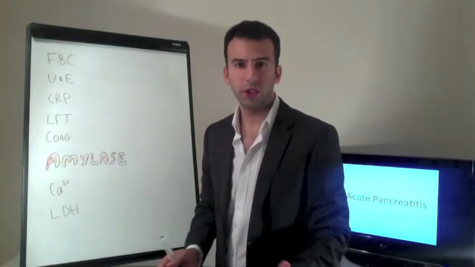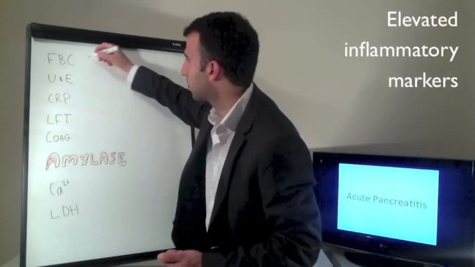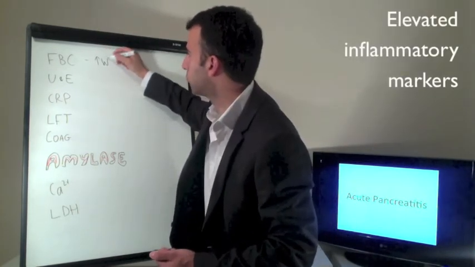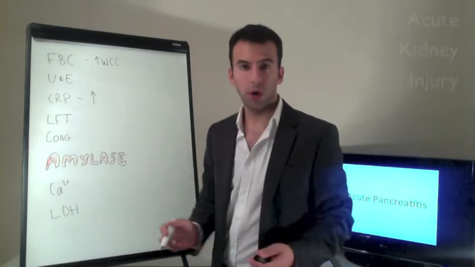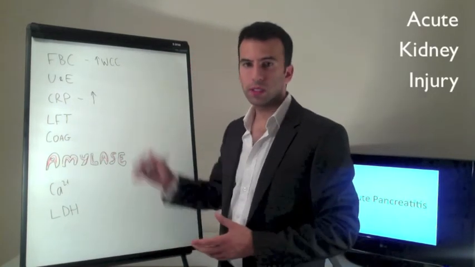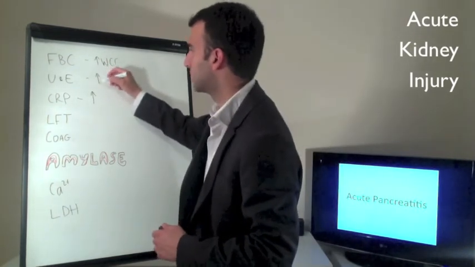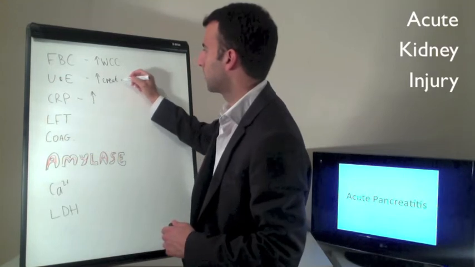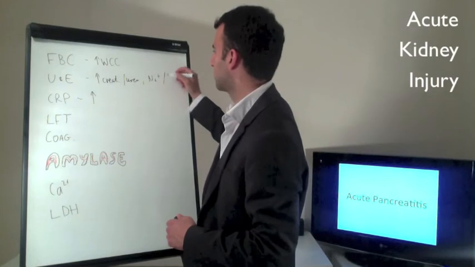Okay, so let's look at the blood tests a bit more closely. What might we see? Well, raised inflammatory markers, so a raised white cell count and raised CRP. U&Es, renal function, might be deteriorated, so we might get a raised urea and creatinine. Okay, creatinine and urea. And also have a look at the electrolytes.